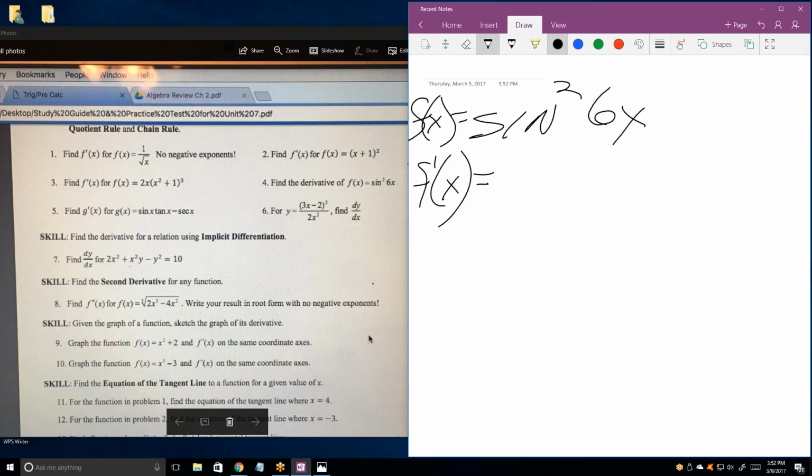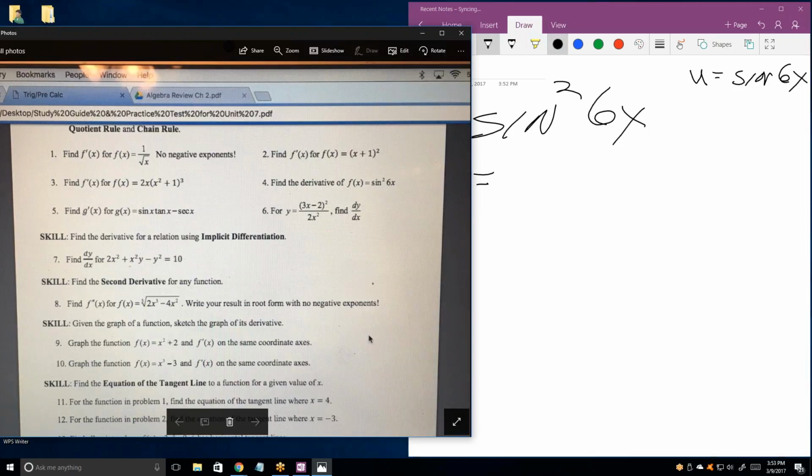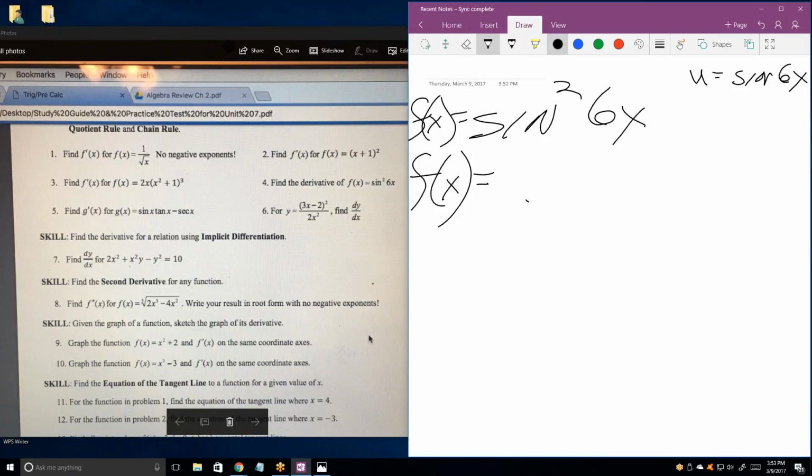Okay, but if I had to define u, it would be the sine of 6x, because that would make f be, hold on, u squared, right? Yeah. In other words, you determine what u is based on whether you can differentiate that. Yes. F prime is what?